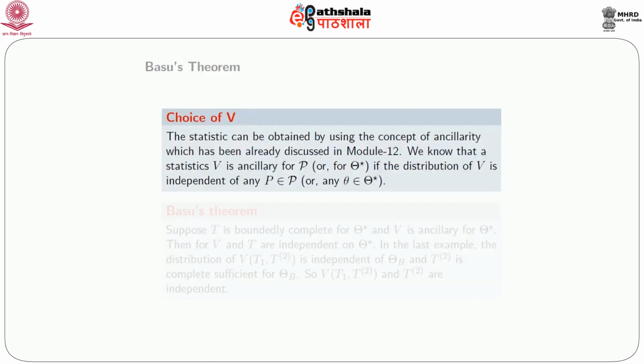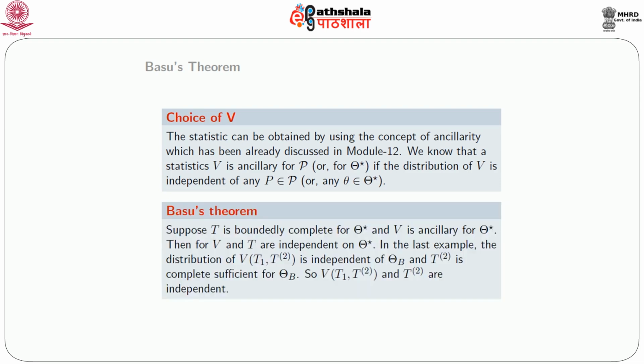Now we discuss a choice of V. The statistic V can be obtained by using the concept of ancillarity, which has already been discussed in module 12. We know that a statistic V is ancillary for a family script P, or for theta star, if the distribution of V is independent of any P belonging to script P, or of any theta belonging to script theta star.